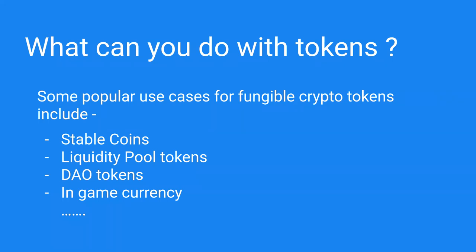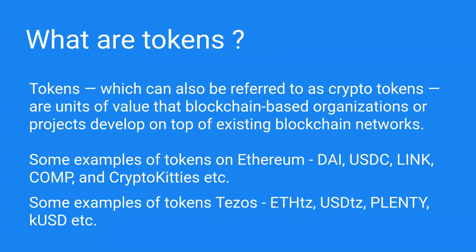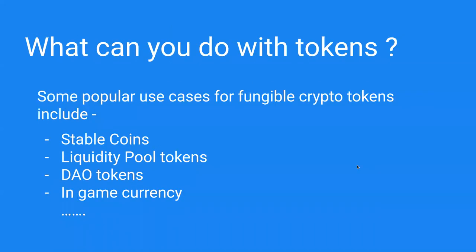Stable coins, if you are already aware, for example in the Ethereum ecosystem, we saw the DAI token and the USDC token. These are all stable coins. Their value is pegged to a particular fiat currency, in this case USD. So one USDC or one DAI is supposed to be equal to one USD. That is the use case for that token.